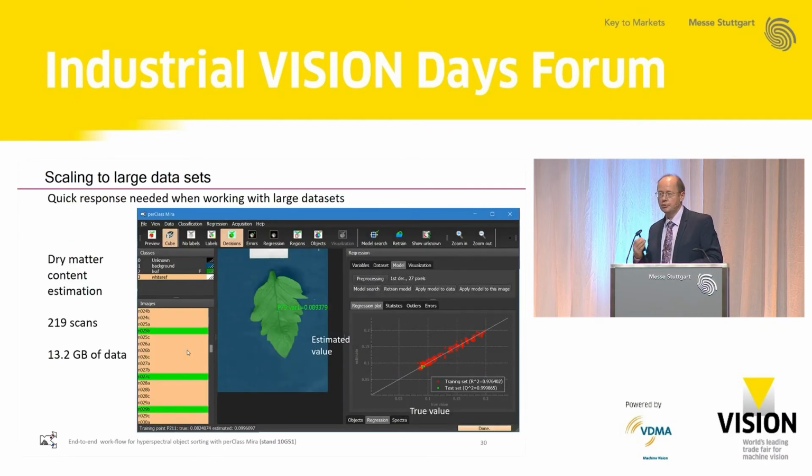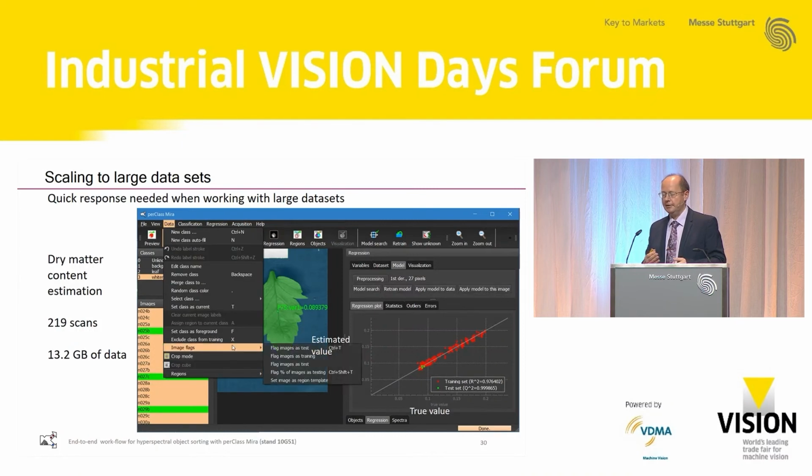So I would like to show you a little bit a few examples from larger projects. We need to scale to large data sets. Here is an example of 219 scans, which depending on the sensor can be a lot of data, in this case 13 gigabytes. We are estimating the dry matter content in leaves, so it's a plant phenotyping application, and it's a very large data set. So things often can take a long time.